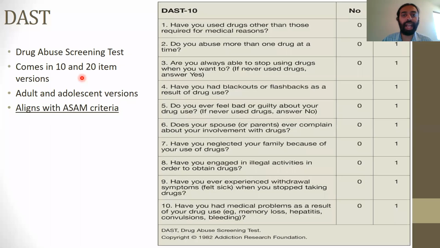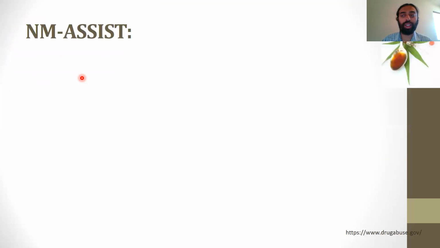This is a similar one, the DAST, which is the Drug Abuse Screening Test. Comes in 10 and 20 item versions. Again, a quick screener for a variety of substance use disorders.